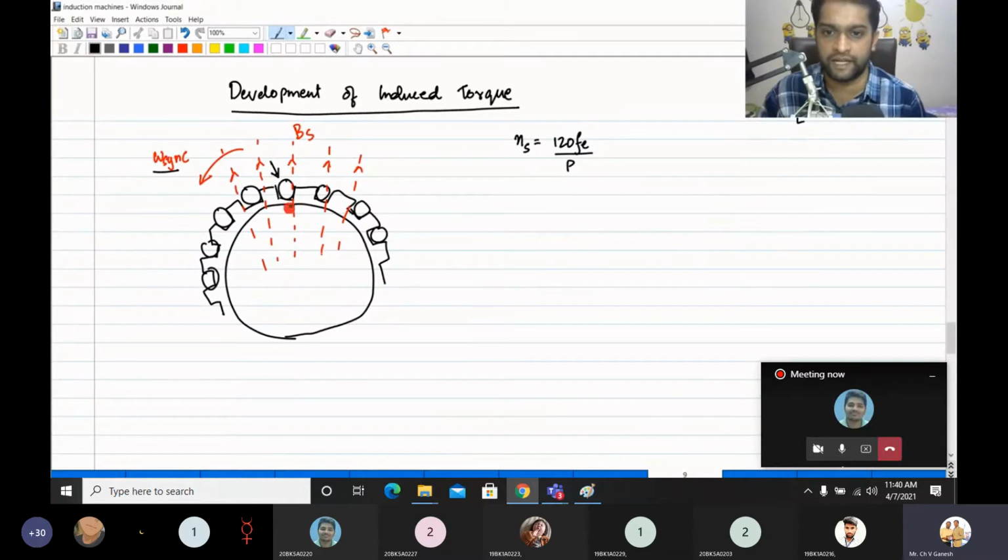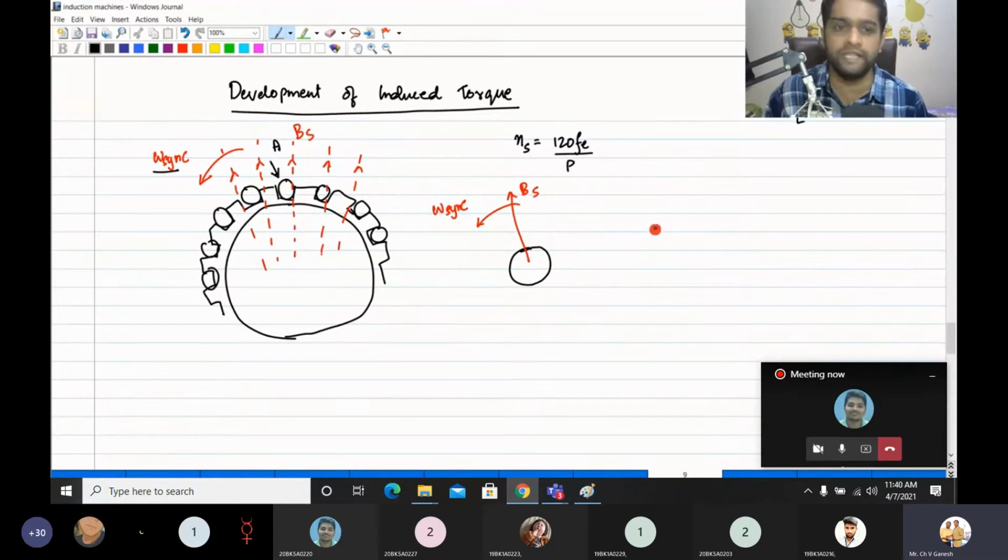Okay, so here, this conductor here, let us call that conductor A. This conductor A sees a changing magnetic field. Okay, so let's bring that conductor here now, just to get a better feel of this. So you are having a field BS, which is rotating here at omega S, right? Now I already told you, when this conductor is going to see a changing magnetic field, it will induce an EMF, right?